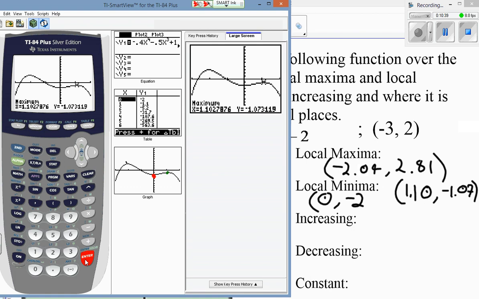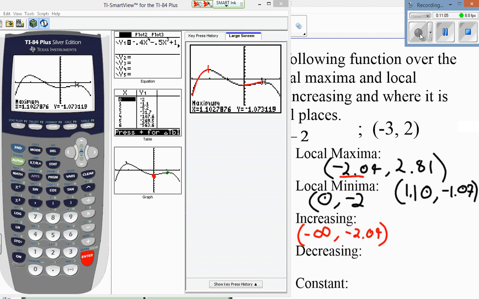So the graph's going to be increasing on this interval, positive slope, this interval from there. So it's increasing from negative infinity. So the x value of that local maximum was negative 2.04. So it's increasing there. And then the second interval that I have. So that started here where that local minimum was. So that is from 0 to where this second local maximum started, 1.10. And those are my intervals for increasing.